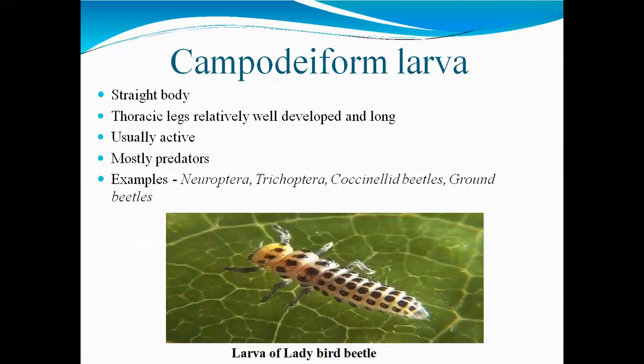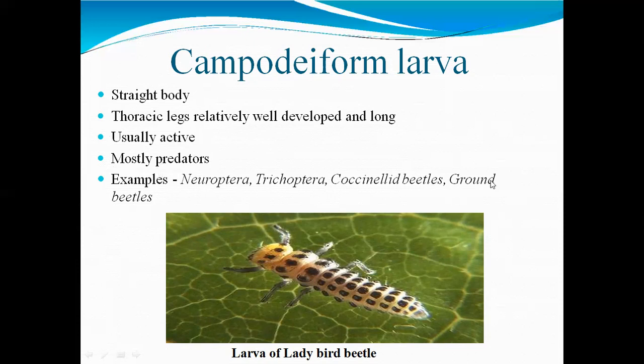In campodeiform, the larval body is straight. Thoracic legs are relatively well developed and long. If you look at the difference, there are no legs on the abdomen region, but there are legs on the thorax region. So only legs are present on the thorax region. These types of larvae are usually active larvae, and mostly predators.